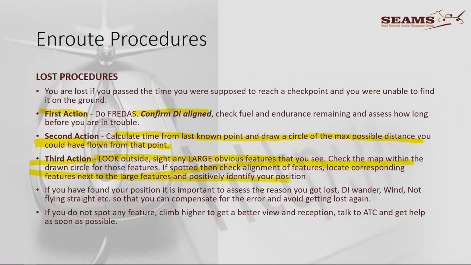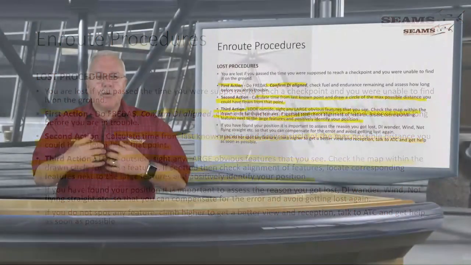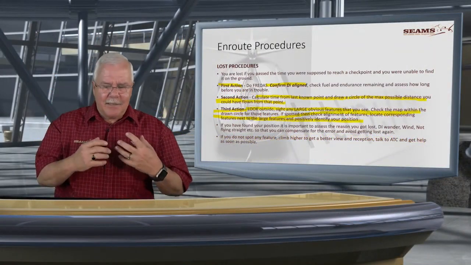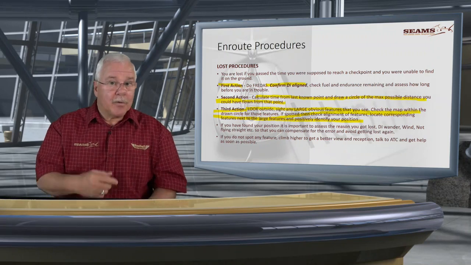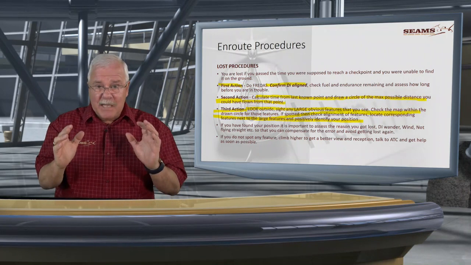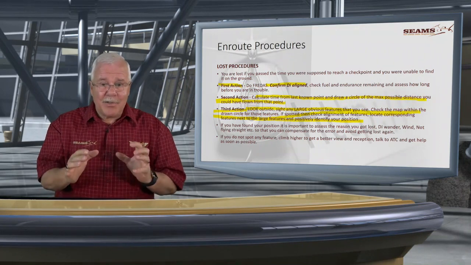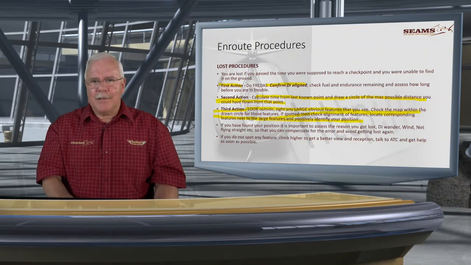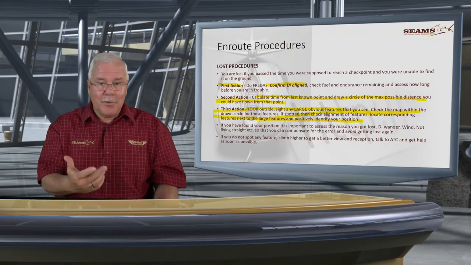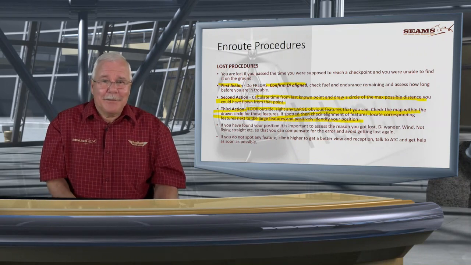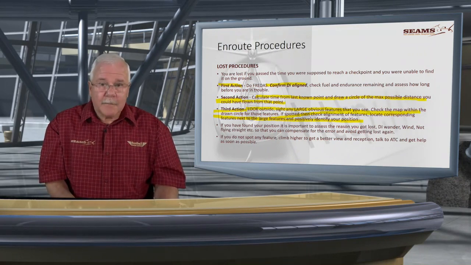Third action, look outside for large, obvious things. Try and spot something. What do you see outside that is big and recognizable? Maybe I can say to other people, hey, I can see this big mine dump and it's got this shape, and they know it's that one. So other people can help. So confess: hey, I'm lost. So what? They're not going to take your license away.